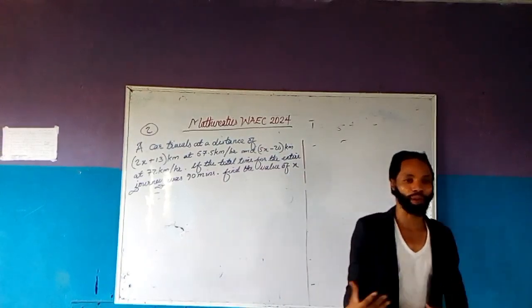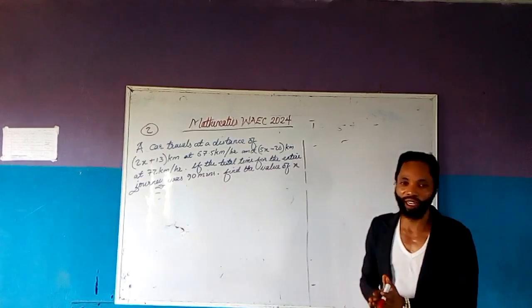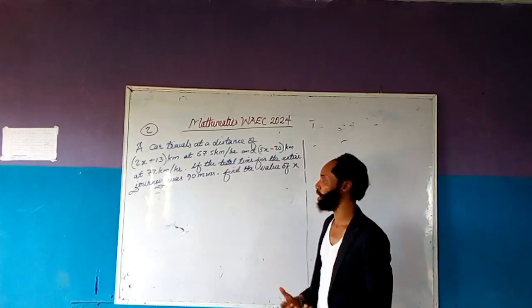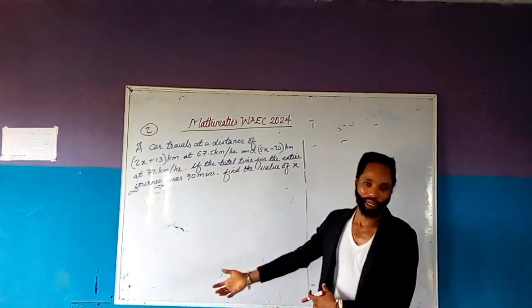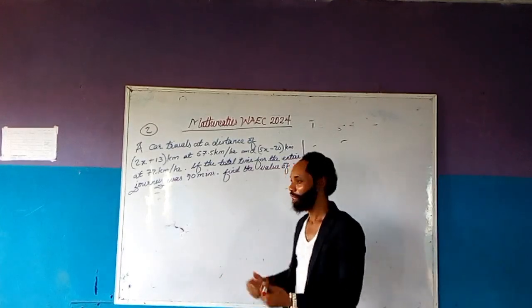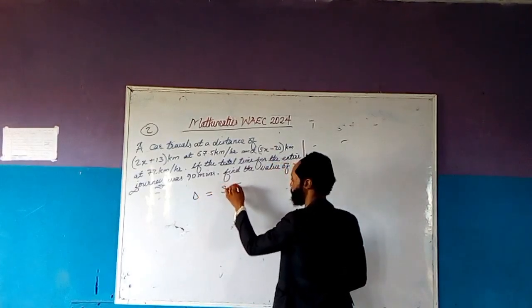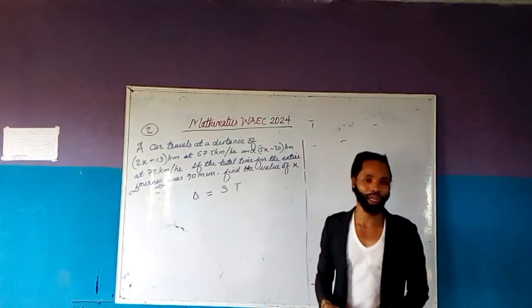Whenever you hear kilometer per hour, it is speed. Whenever you hear hour or minutes alone, it's time. Whenever you hear kilometer or meter, it is distance. So let's start with this notion: distance equals speed times time. But we have one piece of information we can work on.